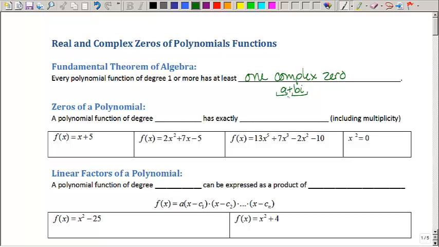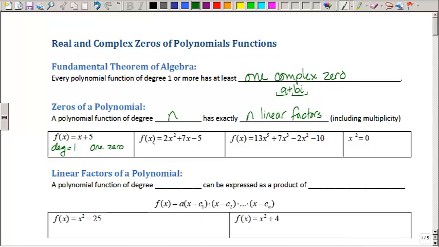A polynomial function of degree n has exactly n linear factors. For example, f of x equals x plus 5 has a degree of 1. That means that this function will have one complex zero. Complex meaning real or imaginary, or real and imaginary put together.